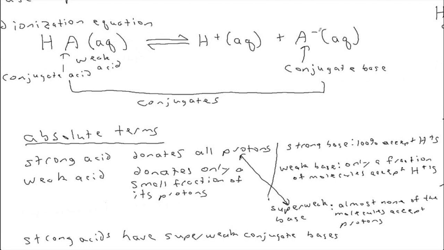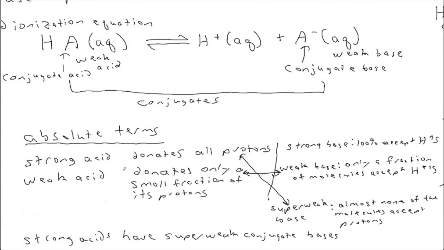So do you see that that means that the A minus, the conjugate, would also be, in the absolute sense, a weak base? Because some fraction of the A minuses are going to pick up a proton and move to the left, and some are going to stay on the right. My point is that a weak acid in the absolute sense has a conjugate that's a weak base. Does that make any sense? A weak acid has a conjugate of a weak base.